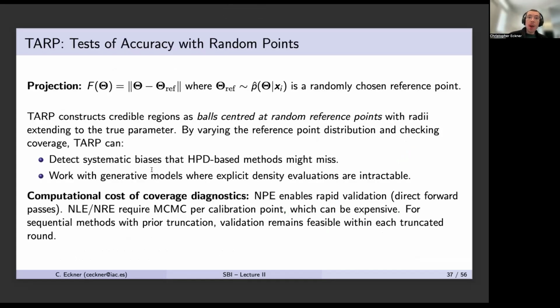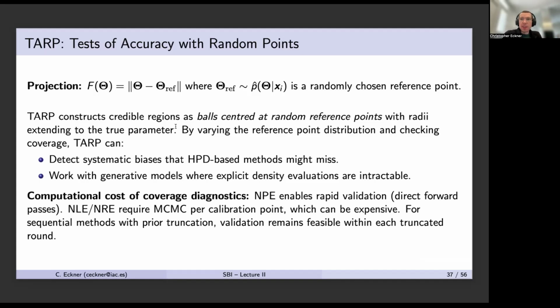And lastly, you have this TARP, or test of accuracy with random points, where you basically take a random reference point drawn from your final posterior, and you compute the Euclidean distance of your parameters to this reference point, and you construct credible regions. So basically balls around this reference point, and you measure the distance to this. And by varying the point, you have a certain notion of how well you cover the parameter space and your posteriors.